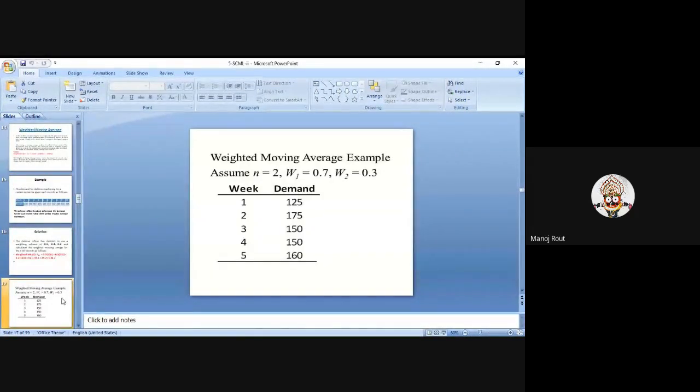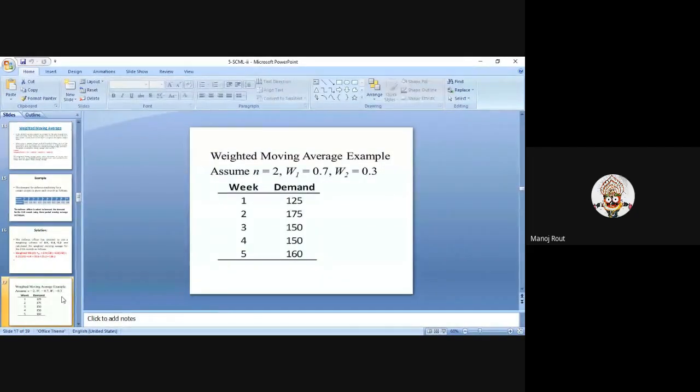Just note down this data. In this weighted moving average example, assume the number of periods is 2, W1 is 0.7 and W2 is 0.3, and a total of 5 weeks of data is given with their demand. For the first week the demand is 125, for the second week 175, for the third week and fourth week 150, and for the fifth week 160. So calculate the forecast demand.